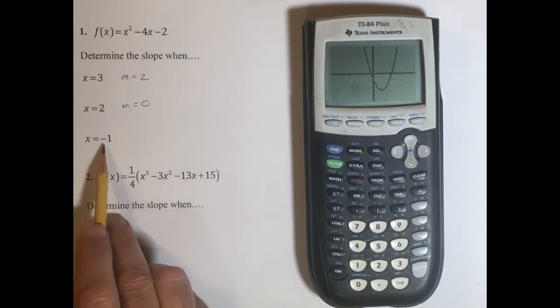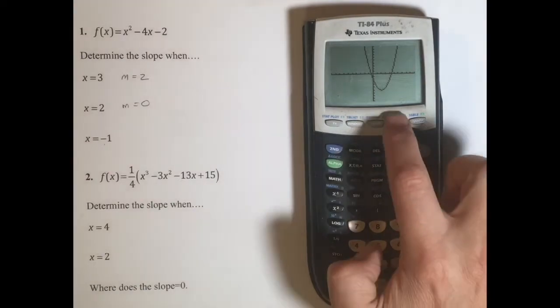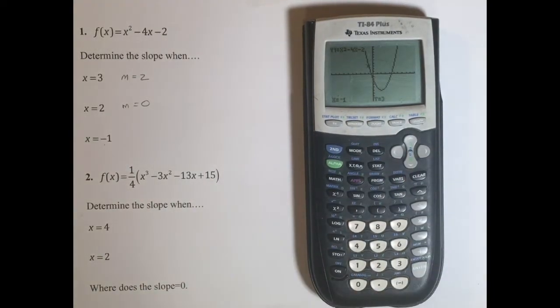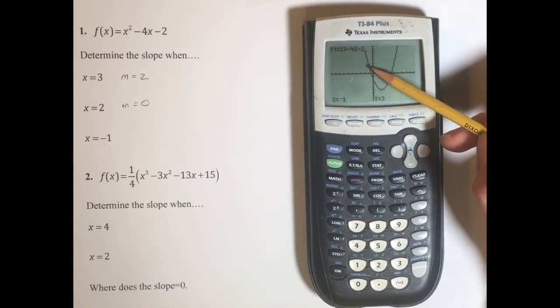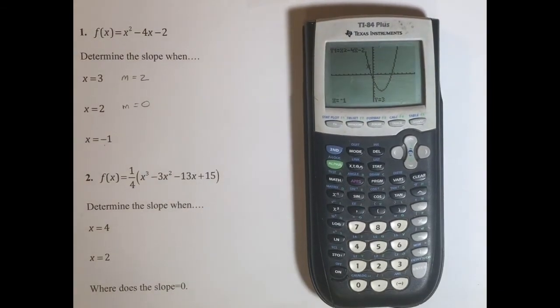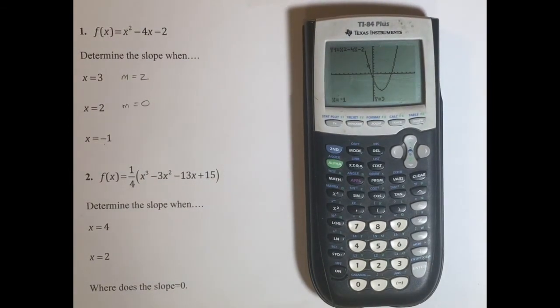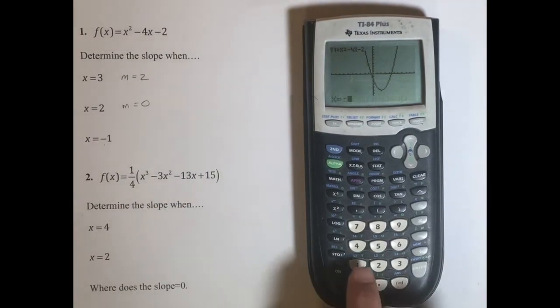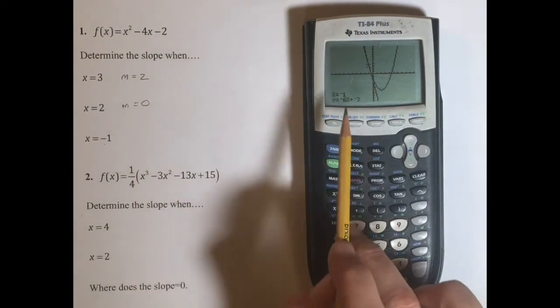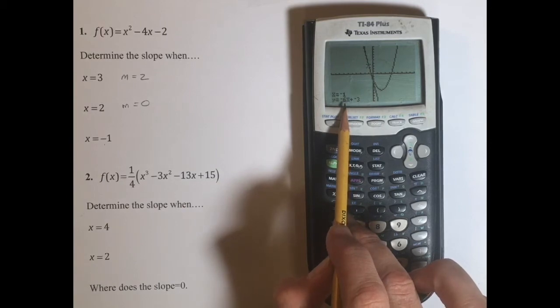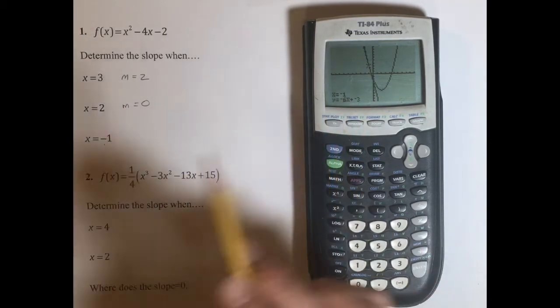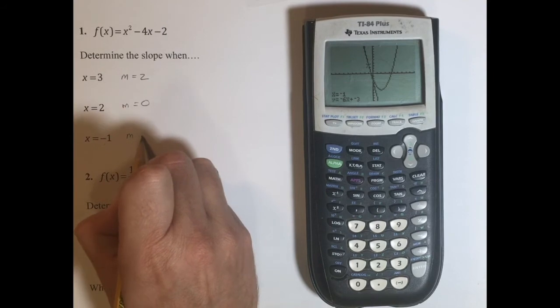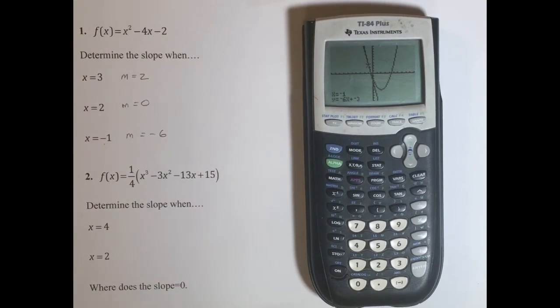Finally, we want to determine the slope when x equals negative 1. Let me trace negative 1 just to see where that point is. Looks like it's up here at the point negative 1, 3. Let me draw a tangent line at this point. Second, draw tangent line when x equals negative 1. The equation of this tangent line is y equals negative 6x minus 3, which has a slope of negative 6. So I'm going to say the parabola has a slope of negative 6 when x equals negative 1.